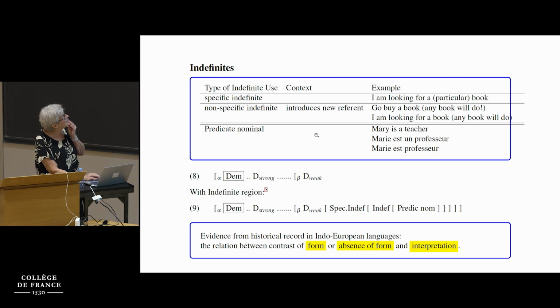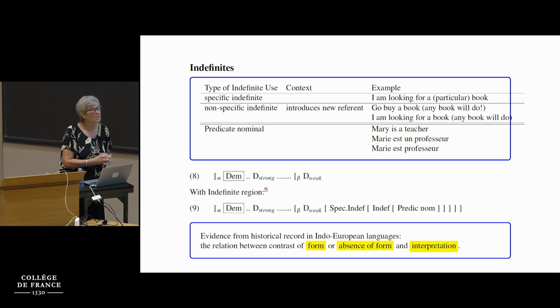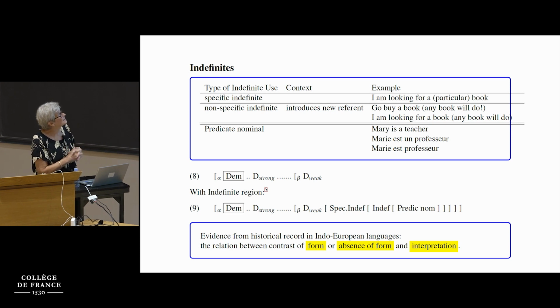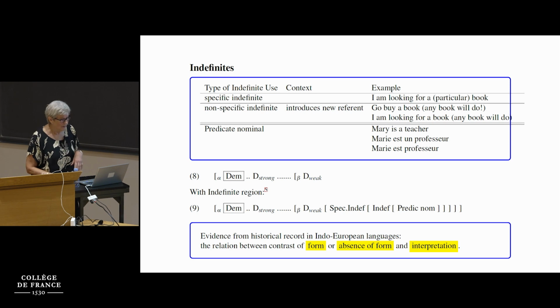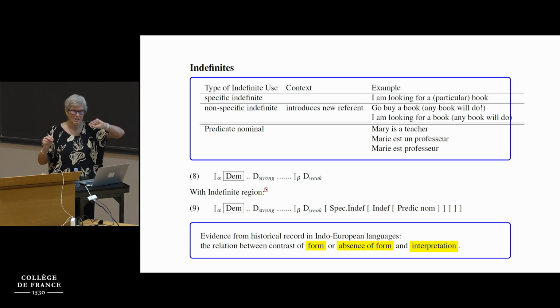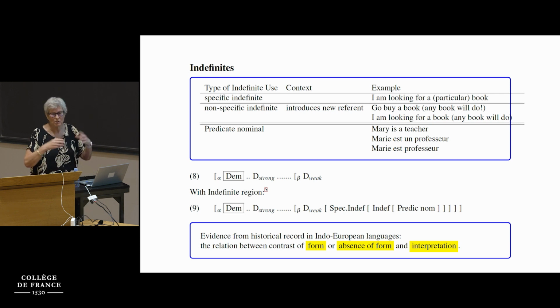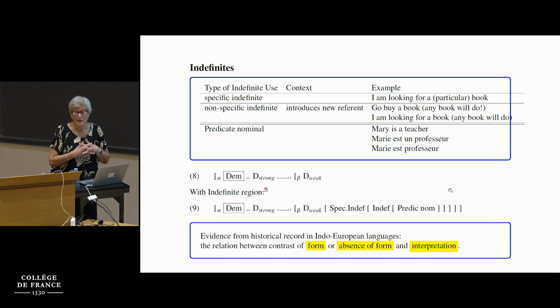So if we look at an indefinite, we only talked about the definite uses. If we look at types of indefinites, we can do the same kind of tableau. If you say, I'm looking for a book, that can have a reading where you're looking for a very specific book, or it can mean that you look for some book or other, right? So there are at least two types of indefinites, probably more. And again, we can ask the same question about forms. Then we also have elements which are predicates, like Mary is a teacher, using an indefinite determiner.